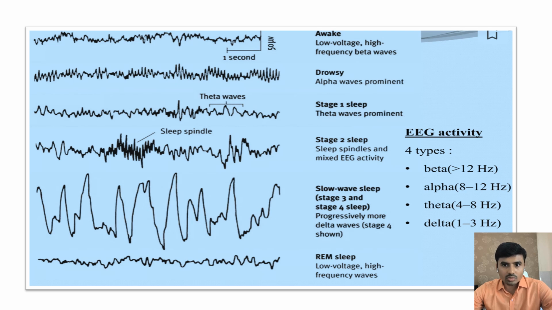In the awake stage, low voltage, high frequency beta waves are seen. During initial drowsiness, alpha waves predominate. During this phase, the subject can be aroused and awakened. In stage 1, theta waves predominate. In stage 2, sleep spindles and K complexes, mixed EEG activity is seen. In stage 3 and stage 4, slow wave sleep, progressively more delta waves are seen. In REM sleep, low voltage, high frequency waves are seen.